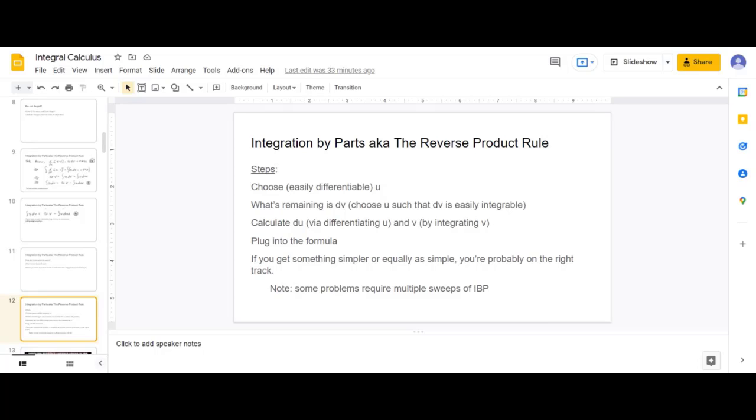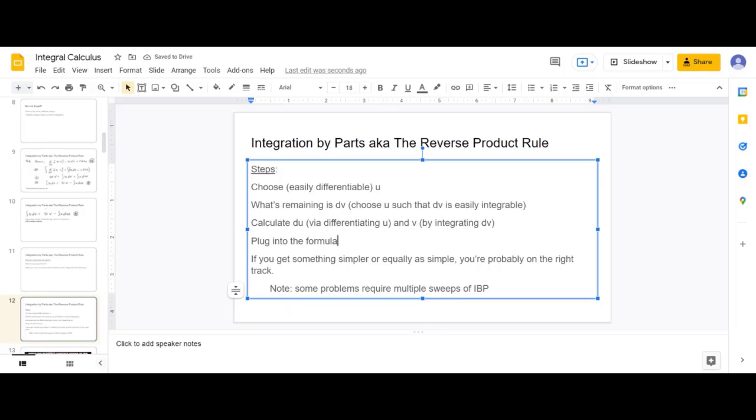So here are the steps to performing integration by parts. Choose u. u must be easily differentiable. I mean, it doesn't have to be, right? We can take the derivative of anything, but choose u that's easily differentiable, and also choose u such that dv is easily integrable. Because we make that little table. We have u, du. We choose u. What's remaining is dv. So we have to integrate dv at some point. If we choose u such that dv is easily integrable, then it just makes sense to do it this way. So we calculate du via differentiation of our choice for u, and then we integrate dv.